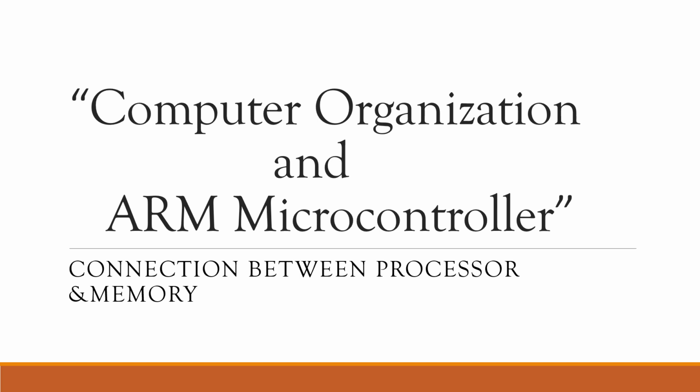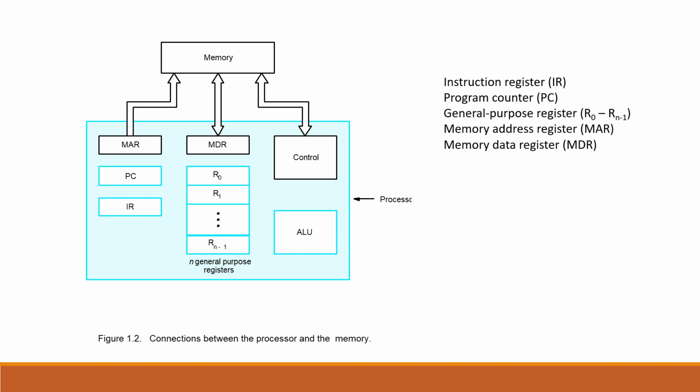In this video, I'll be talking about how the communication takes place between the processor and memory. So let's begin. The figure is showing how the memory and processor will be connected using the different types of registers and the control unit and ALU unit.